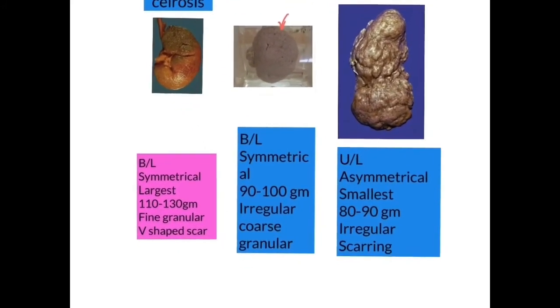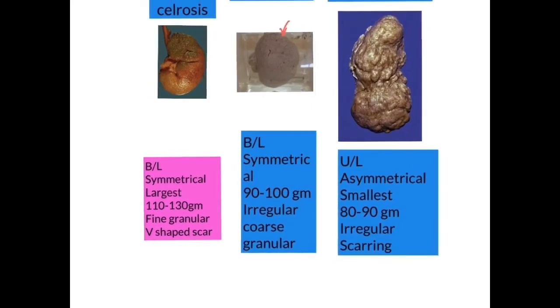Pyelonephritis is due to bacterial infection. It is acute, unilateral, most of the time asymmetrical, and out of these three small contracted kidneys, this is the smallest one. Don't go by the pictures, as I took screenshots and made some arrangement, that's why it looks smallest or largest, but it is the smallest out of these three. Another thing is the weight, 80 to 90 gram, and irregular scarring on the outer surface. You can see that the scars are irregular so that it becomes nodular, but actually it is not nodular; it becomes nodular because of the scars or fibrosis from the outside. This is the cut surface.